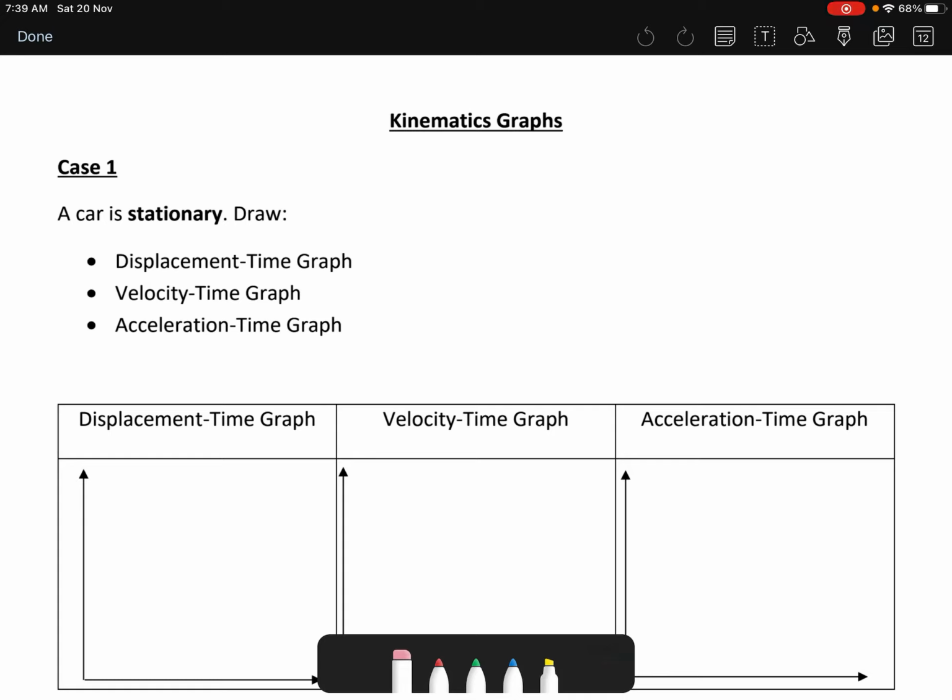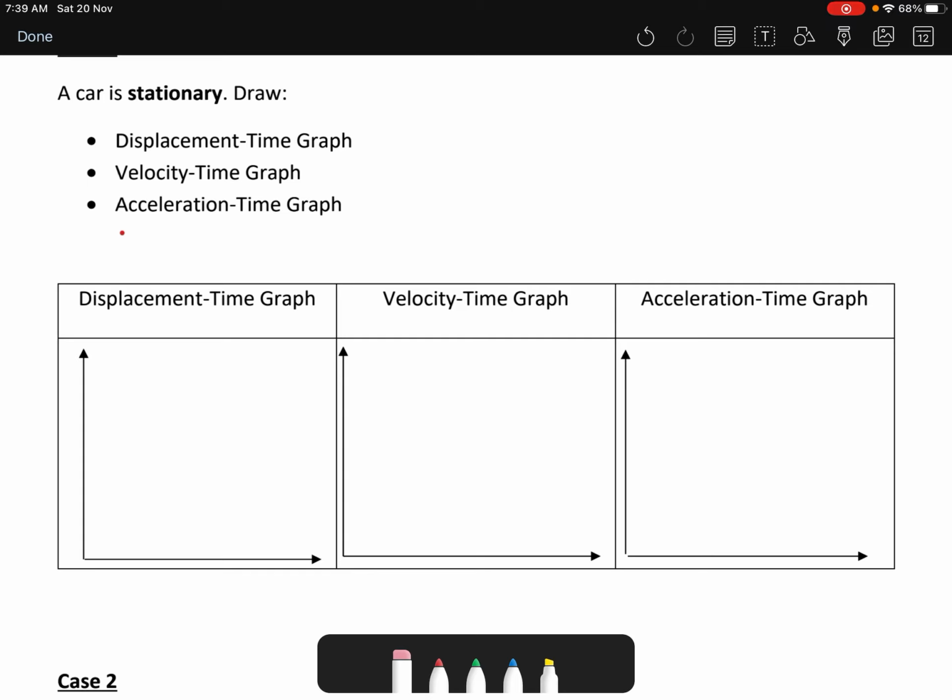Okay, so we have case 1 where a car is stationary. So I need to sketch the displacement-time and velocity-time. So let's sketch. For your displacement-time, since you're stationary, let's just say you start at 0 meter. So your displacement should be right here. Of course, if let's just say you are at 4 meter, you can also draw in this manner. As long as your graph is horizontal, then it's okay.